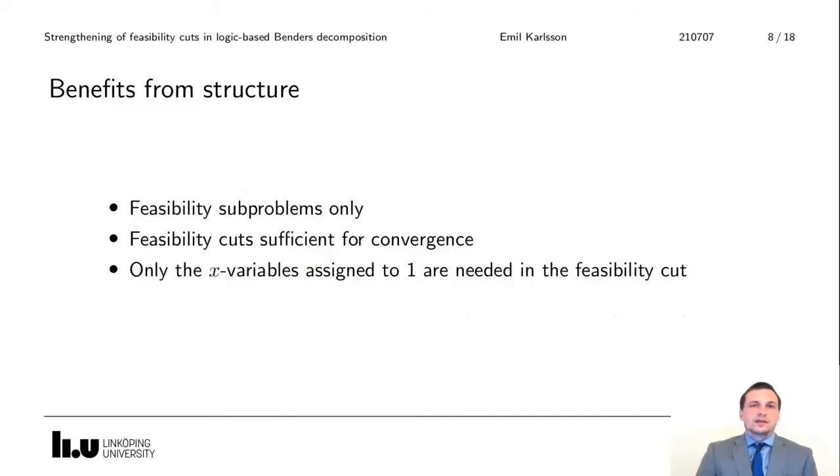The benefit that we get from this problem structure is that we have feasibility subproblems only, and it's also true that feasibility cuts are sufficient to gain convergence of this scheme. And third, only the x variables actually assigned to 1 are needed in the feasibility cut.